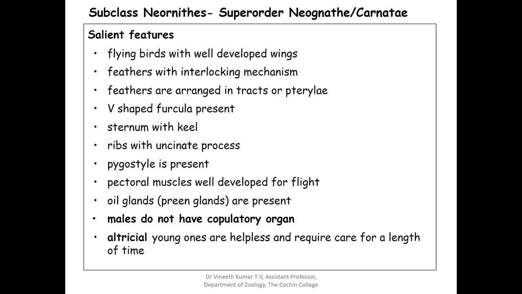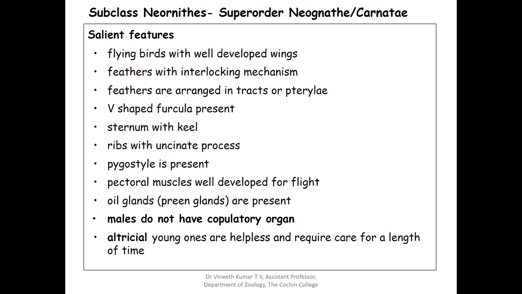The salient features are similar to the normal salient features we discussed in the beginning of the session. They are flying birds with well-developed wings, with an interlocking mechanism. Oil glands are present, which are called the preen glands. The feathers are arranged in tracts, which are called the pterylae. Then a V-shaped furcula is present. Then the sternum, keel, etc. are present. The ribs have uncinate processes. Then the pygostyle is present, the fused bones of the posterior part of the caudal vertebrae.